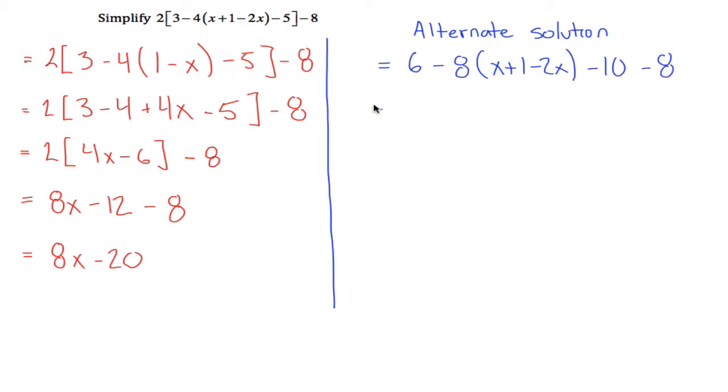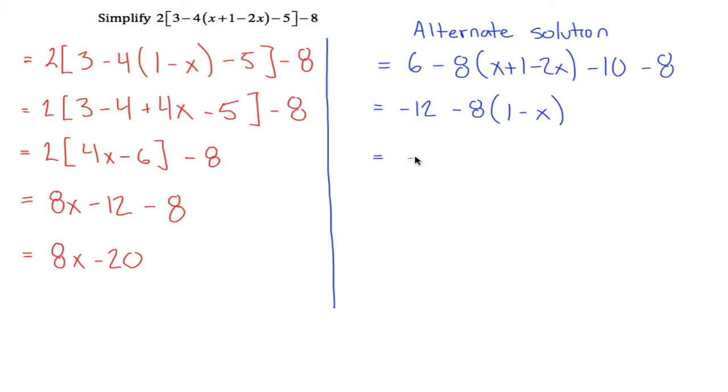So I can then combine like terms. I can say 6 minus 10 is -4, and minus 8 more is -12. And maybe to prepare me to distribute this -8 through, I'll also combine like terms inside these parentheses. X minus 2x is minus 1x. So inside the parentheses, if I combine like terms, I get 1 minus x. And if I combine like terms outside of the parentheses, I get -12.